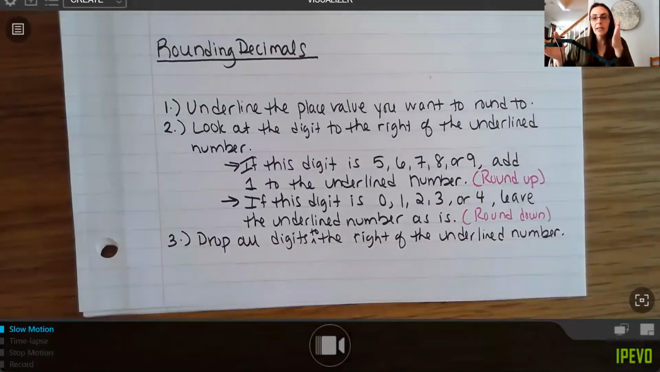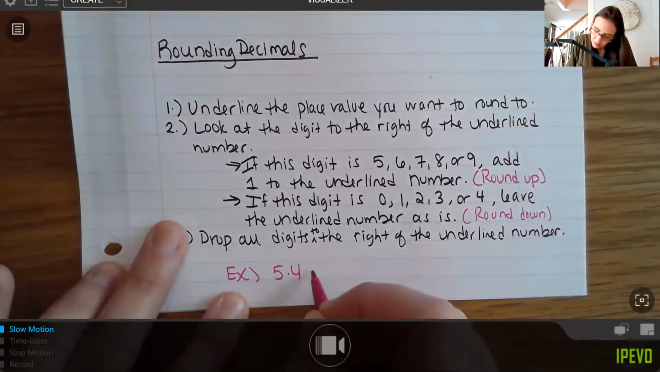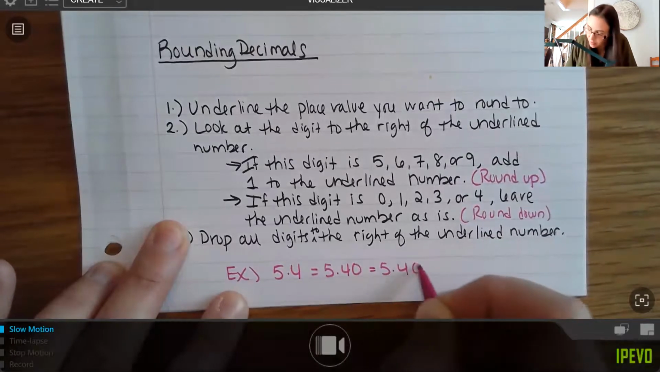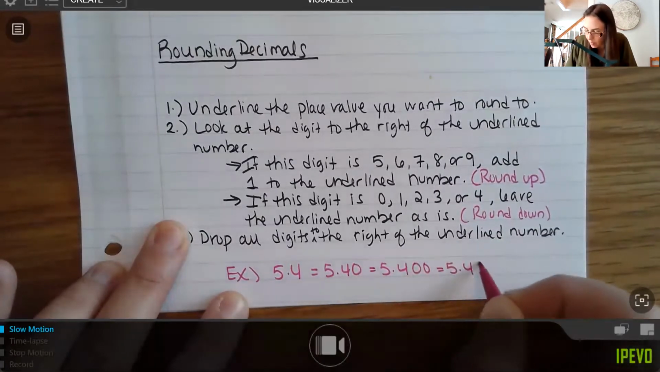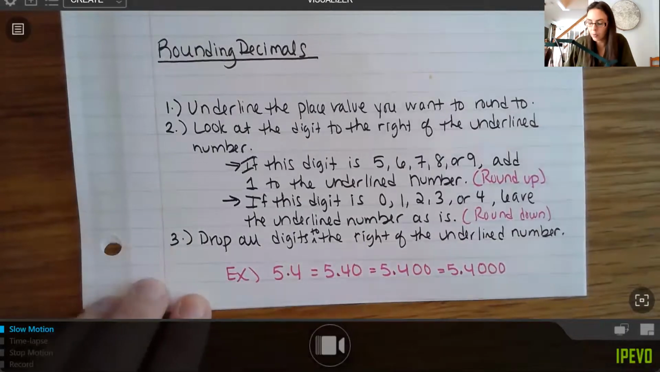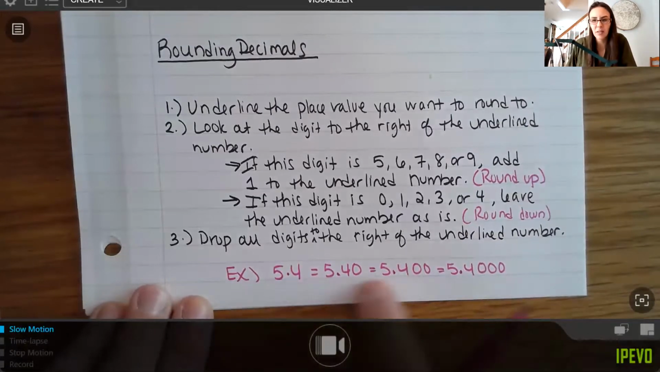But when we're to the right of the decimal, extra zeros at the end of the number aren't going to make a difference. So for example, something like 5.4 is the same as 5.40, is the same as 5.400, the same thing as 5.4000 afterwards. So by tacking on extra zeros to the end of the number, so not in between, but to the end of the number after the decimal, which is key, it doesn't make a difference. So we don't have to write all these zeros in, we usually just drop them and make it a little bit easier.